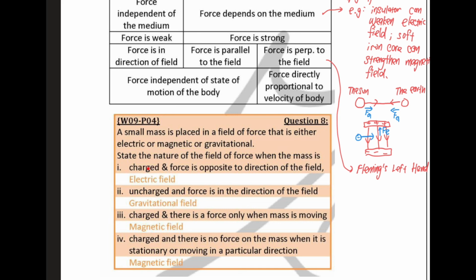It is charged. The mass is charged. It's a charged particle, and the force is opposite to the direction of the field. So this is the example. The field is downward. The electric force is upward.